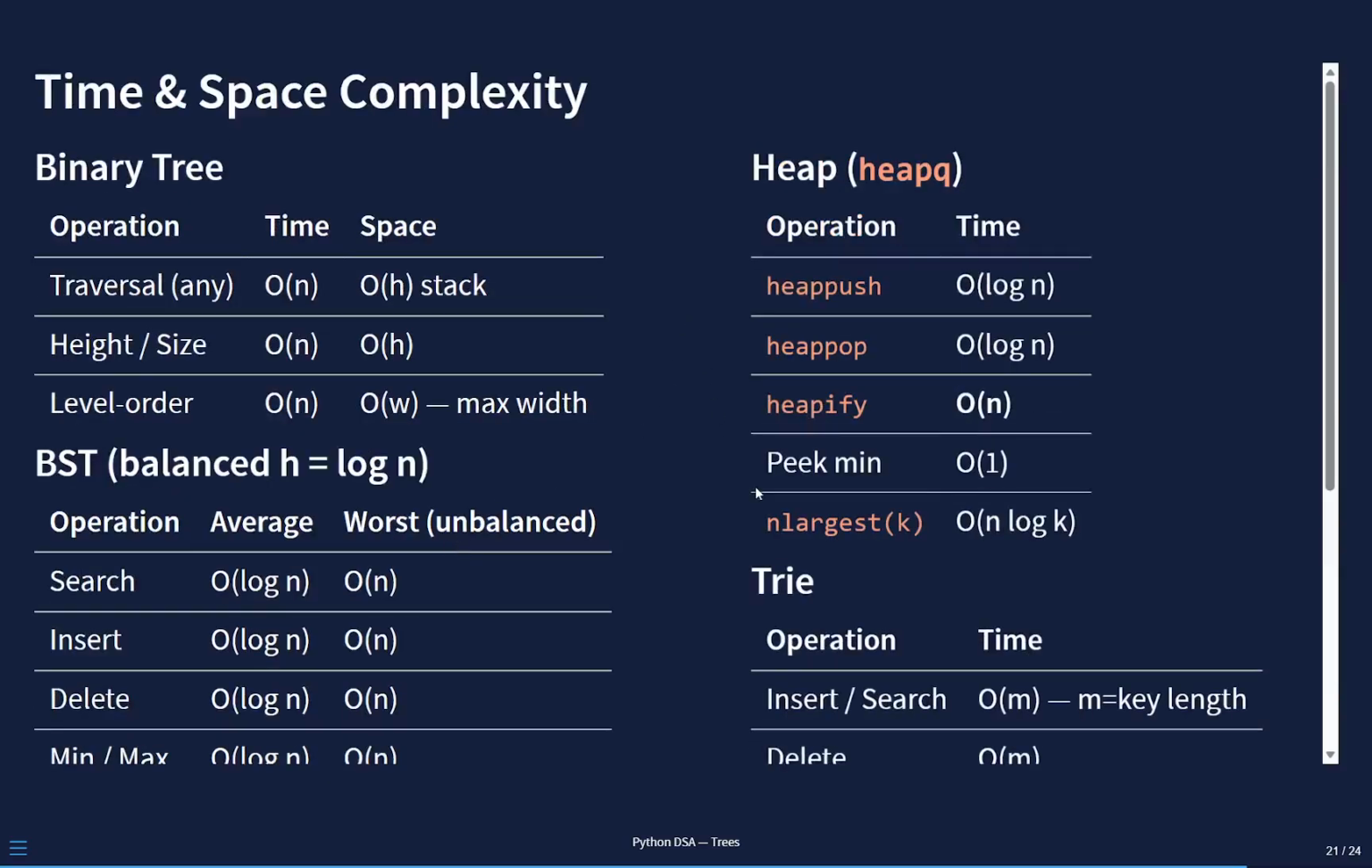Click heap. Push and pop are O(log n). Heapify is O(n), the non-obvious but provable result. Peeking the minimum is O(1), it's always at index 0. N largest k is O(n log k).